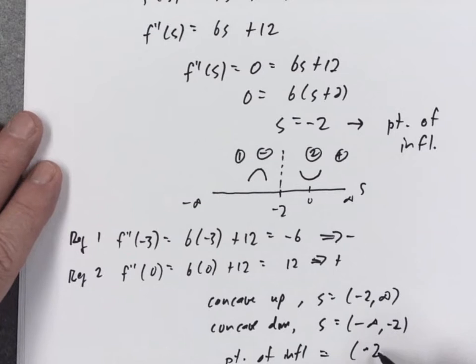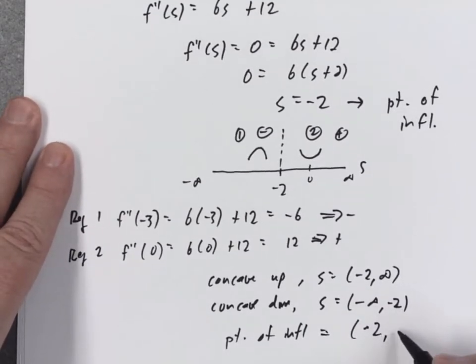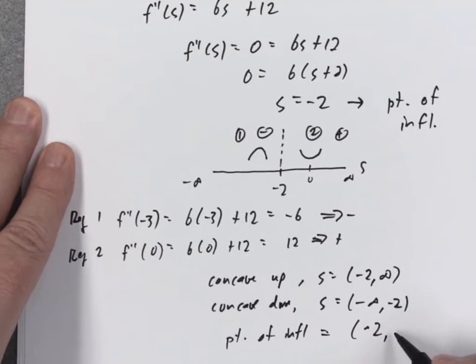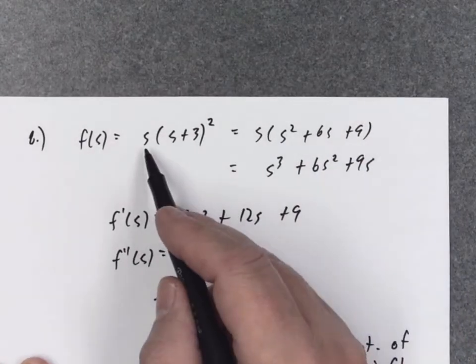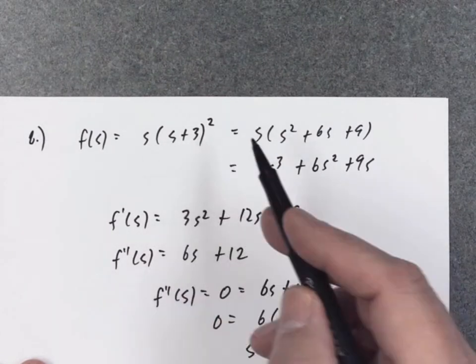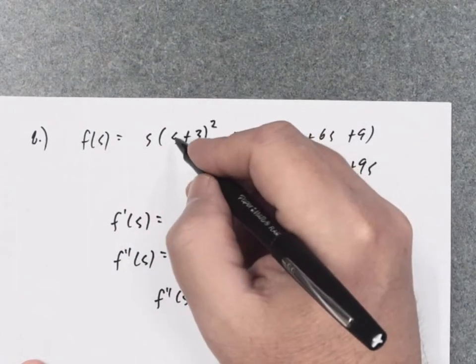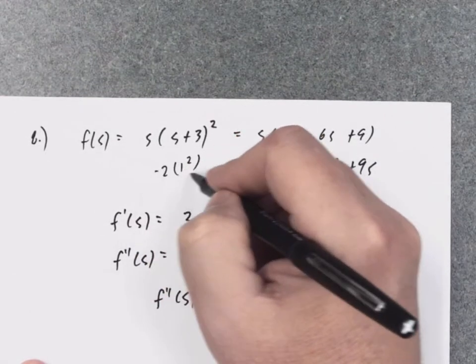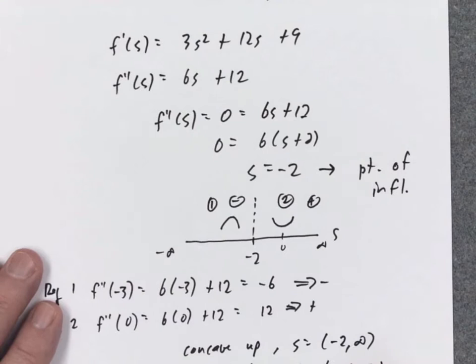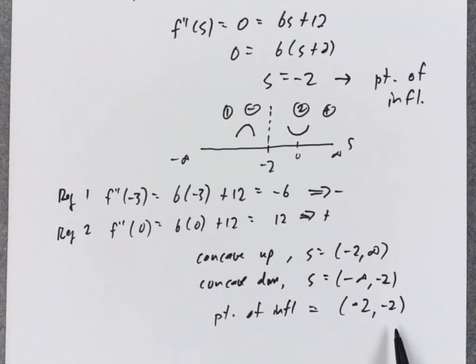-2. Now once again, to determine the value of the function, you can think of it as the y, I go way back to the original function. Let's go way back up here. It'll be easier. If I plug in a -2 for s here, -2 plus 3 leaves 1 squared times -2. If I did the math correctly, my point of inflection is (-2, -2).